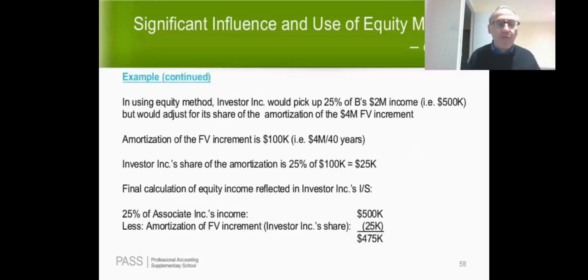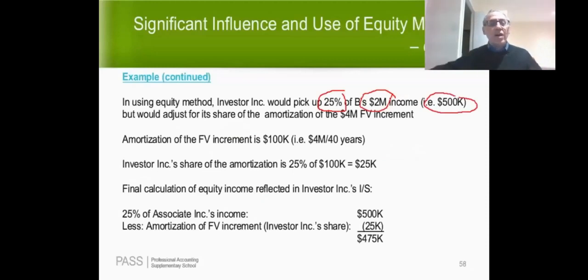In using the equity method, the investor would pick up their share, 25%, of the investee's, or associate's, income. The investee's net income is $2 million. So the investor would pick up 25% of $2 million, which is $500,000. But the investor would then have to adjust for the same things as for consolidation.